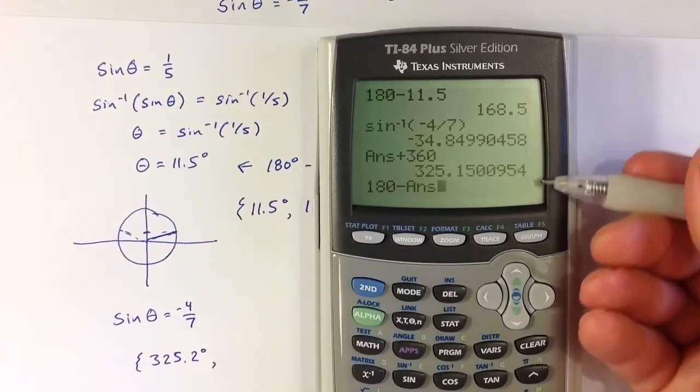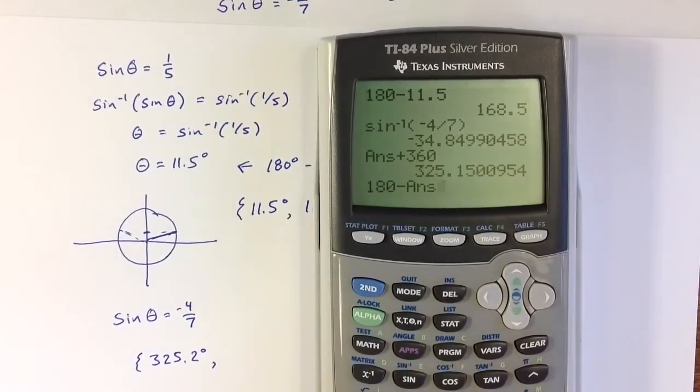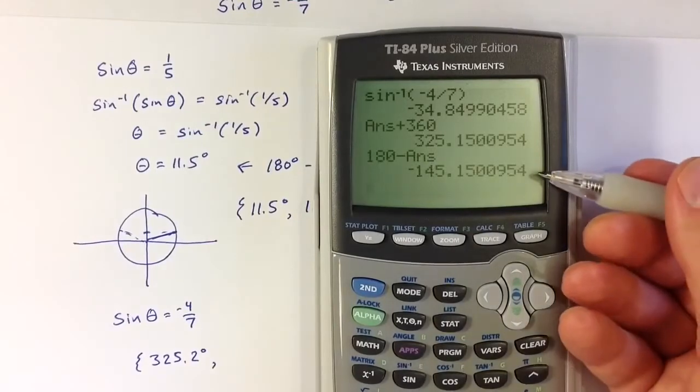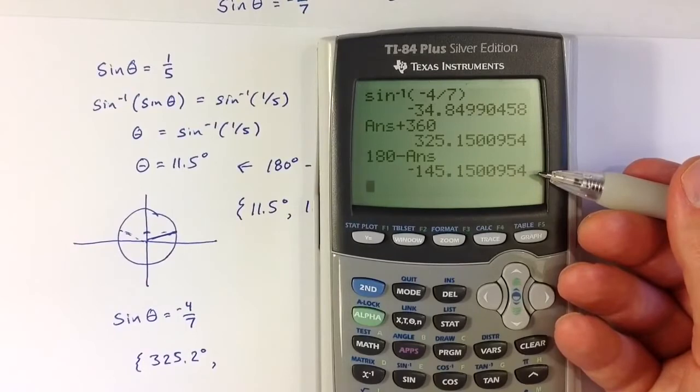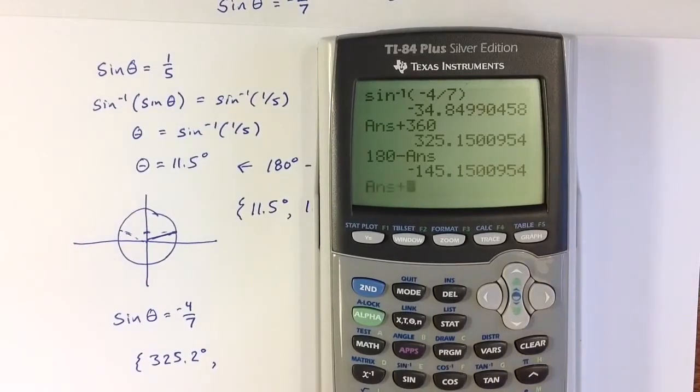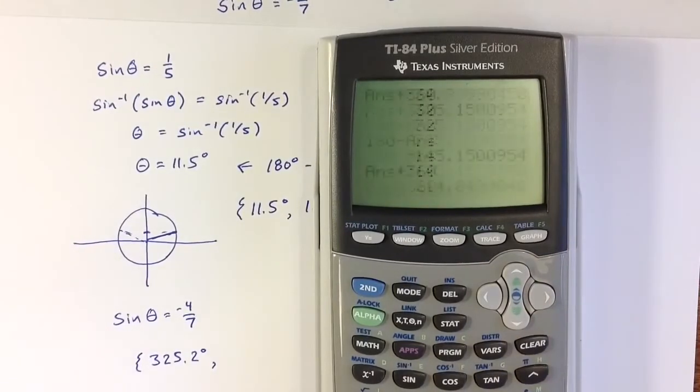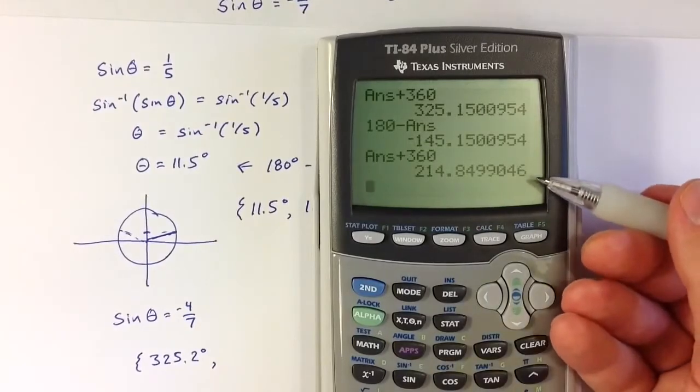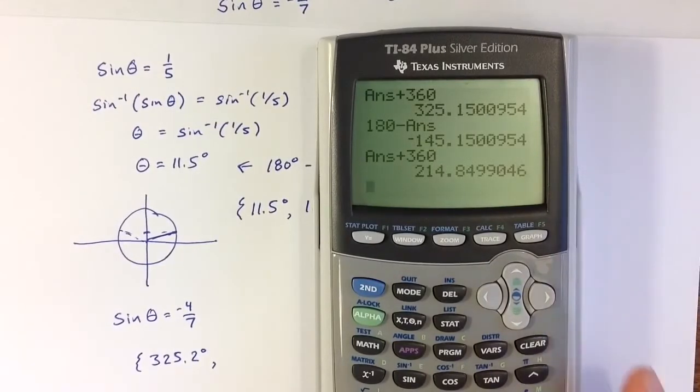So I can bring that answer into the equation and get another value. This is another possible solution. Again, it's negative, which is a little problematic. But if I add 360 to that, it'll give me a coterminal angle that is in the range that I'm looking for. So the second solution is 214.8.